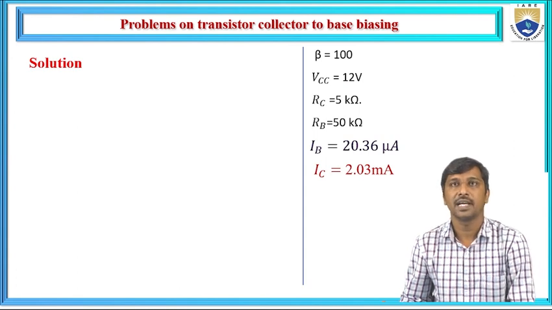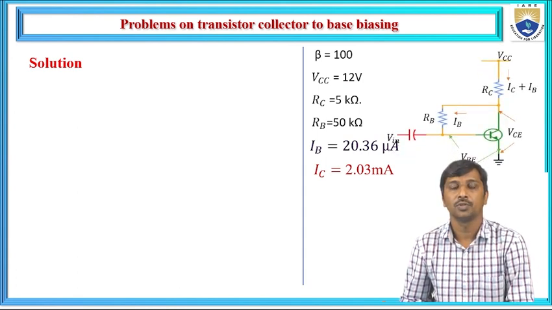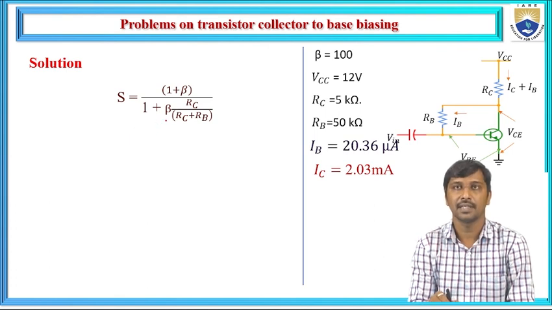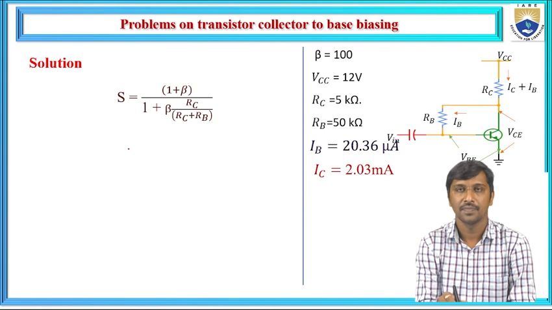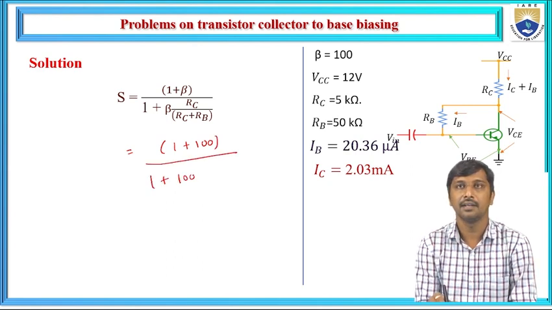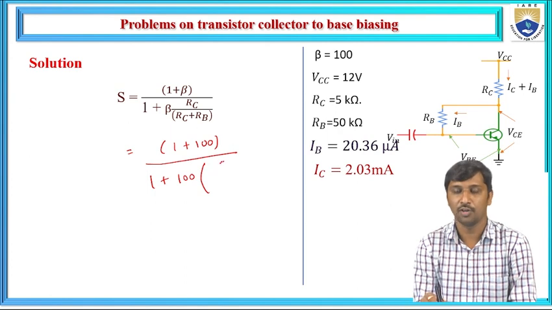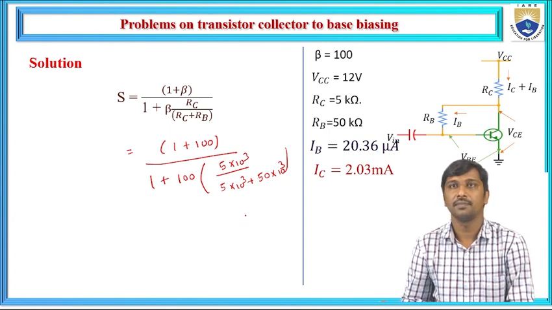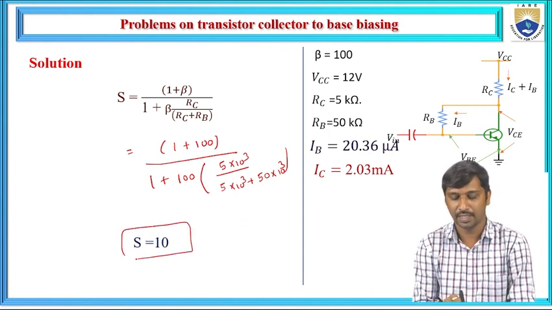Now, in the problem, they are also asking for the stability factor. For collector to base biasing, we know that the stability factor is 1 plus beta divided by 1 plus beta times RC by RC plus RB. Now you can substitute the values. 1 plus beta is 100, divided by 1 plus beta, 100, multiplied with RC, 5 kilo ohms, 5 into 10 power 3, divided by RC, 5 kilo ohms, plus RB, 50 kilo ohms, 50 into 10 power 3. If we solve this, the stability factor is equal to 10.